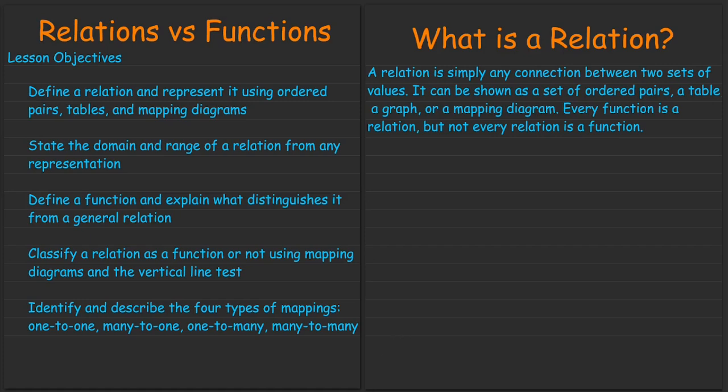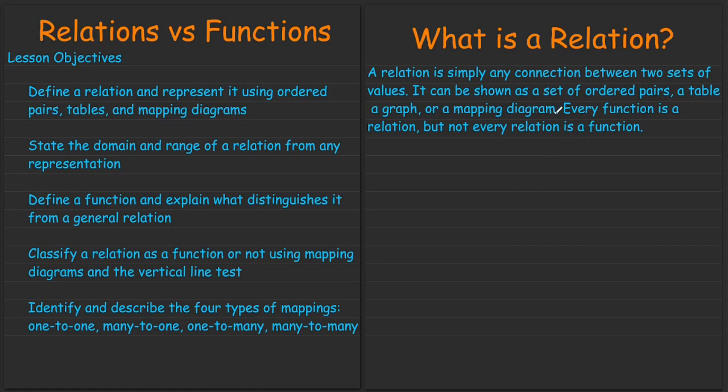So let's start by looking at what a relation is. A relation is simply any connection between 2 sets of values. Any connection at all is a relation. That is from the English word. So mathematically, a relation is simply any connection between 2 sets of values.